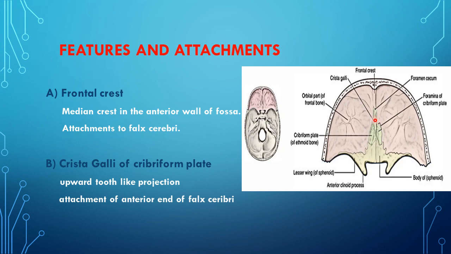Further behind, what you see here is the crista galli. Crista galli is a part of the cribriform plate of ethmoid. This is the cribriform plate of ethmoid bone, and an upward tooth-like projection from the cribriform plate is the crista galli. The crista galli also gives attachment to the falx cerebri. So the frontal crest and the crista galli provide attachment to the falx cerebri.